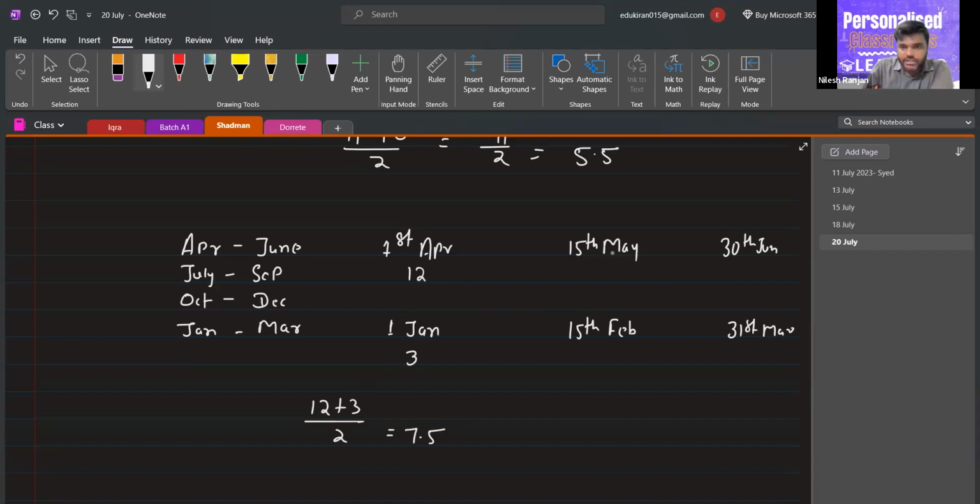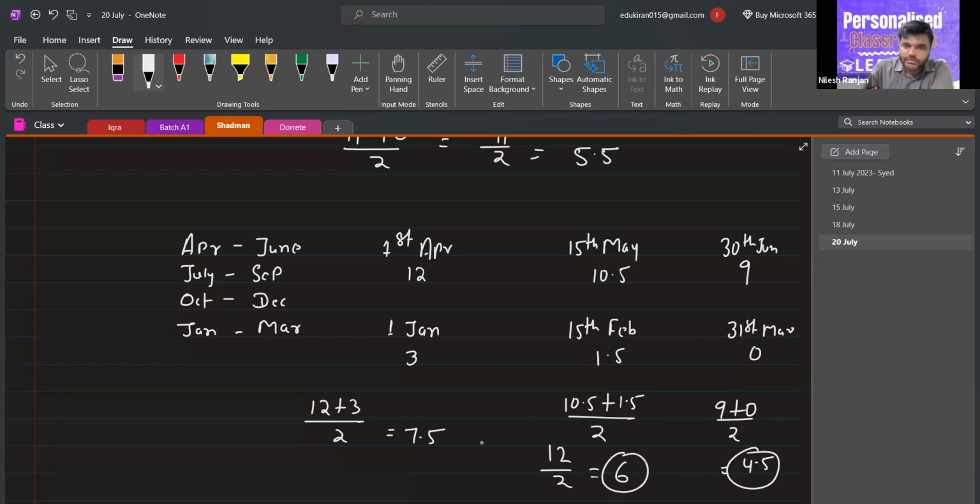Now, if it is 15th here, it will be 10.5 here and 1.5 here. So 10.5 plus 1.5 divided by 2, 12 divided by 2, it will be 6. And here it will be 9 and 0. So 9 plus 0 divided by 2, it will be 4.5.